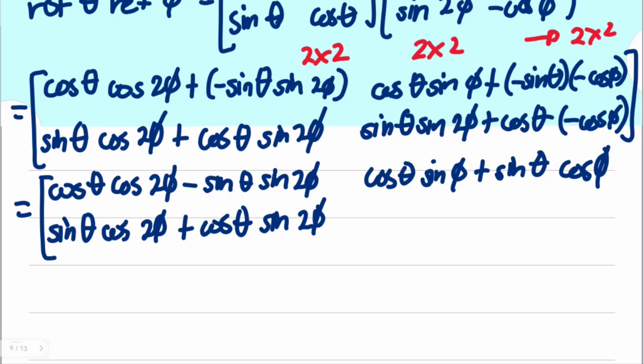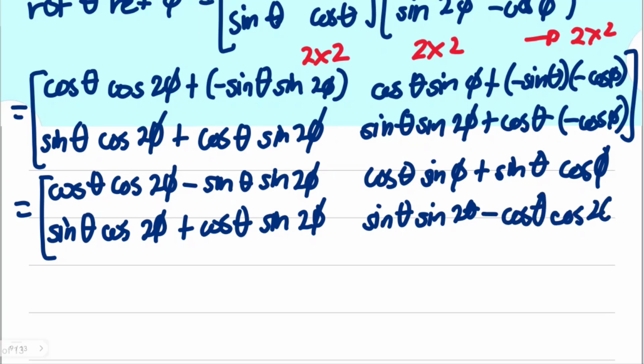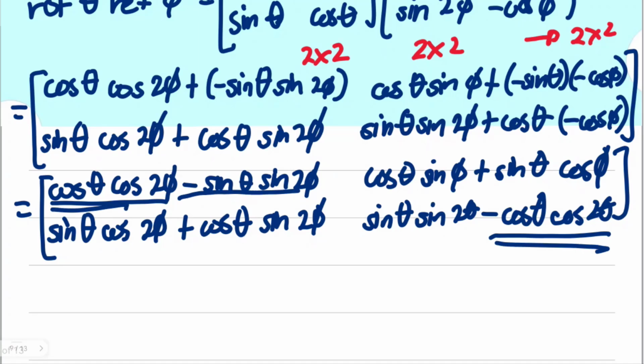As for the bottom, you have here sine theta sine twice phi minus cosine theta cosine twice phi. You can see here that it's actually negative this time, positive here, negative here, positive there. So it actually has a factor of negative. Okay, so allow me to add another space here.